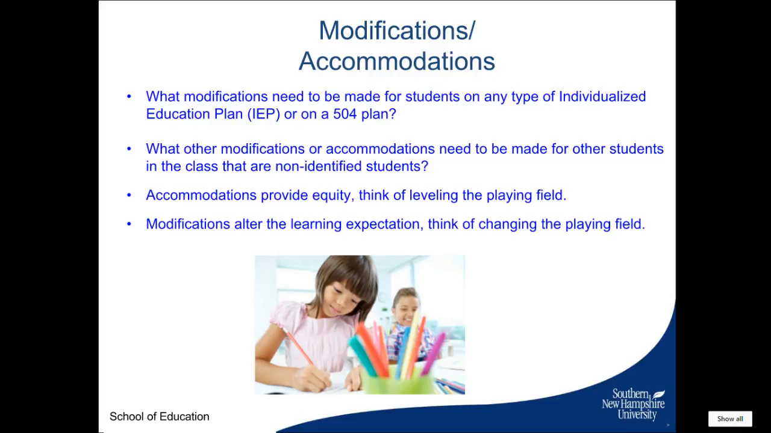Examples could be to change the performance criteria, decrease the problems given on an assignment, or provide a different instructional level for a student. Think about the students that are not identified and if they need any type of accommodation or modification. Provide multiple ways and opportunities for students to demonstrate the concept.